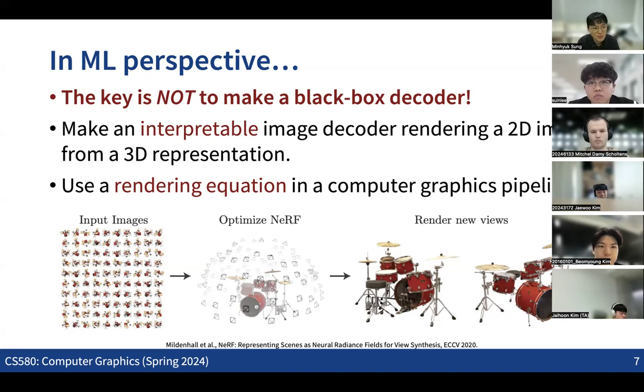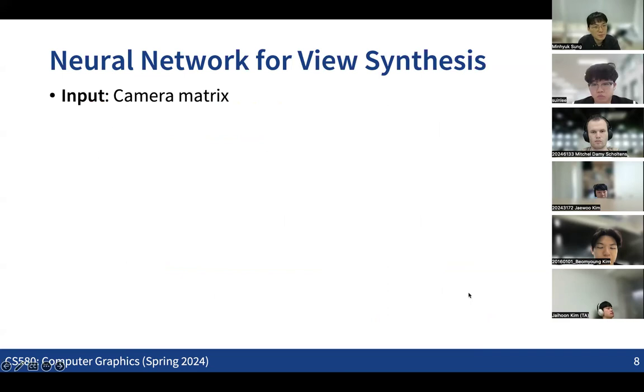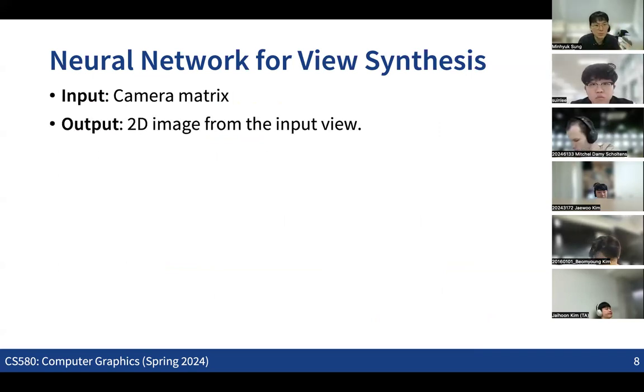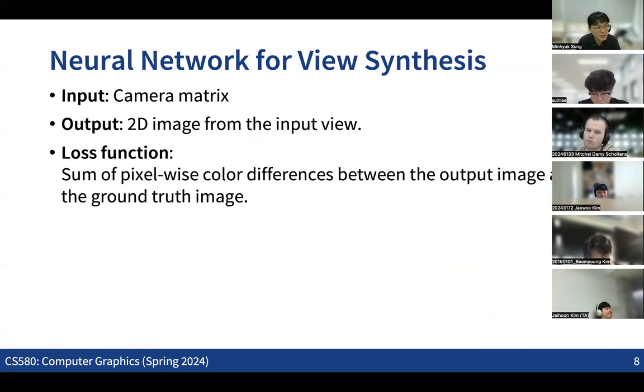Let me actually go to the next slide first. So we can think about a black box neural net, which takes the camera matrix as the input at inference time, and the output is a 2D image. So we can think about making this kind of black box system. And this network can be trained in a supervised way. We assume that for some samples of camera matrices, we have the ground truth 2D images. Then we can train this neural net using a loss function.